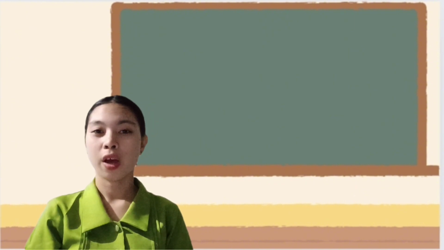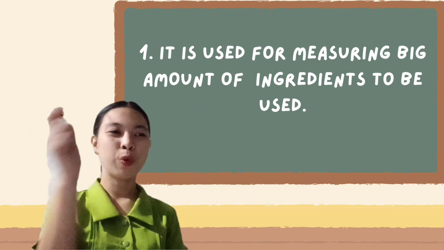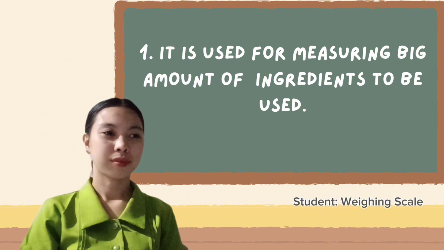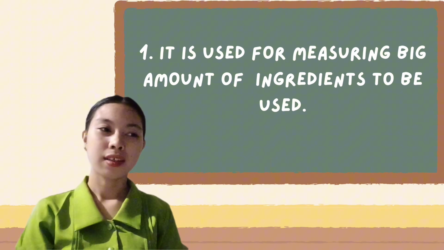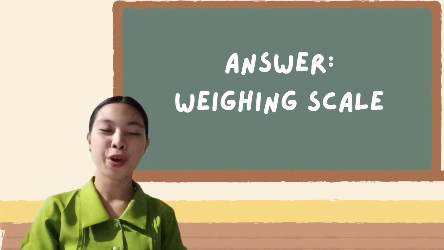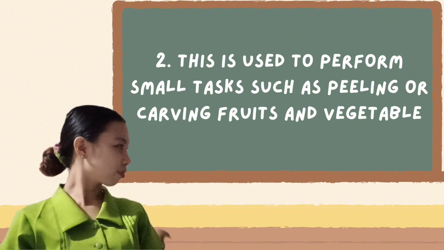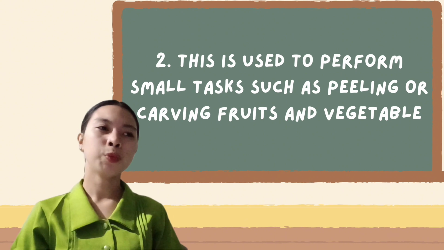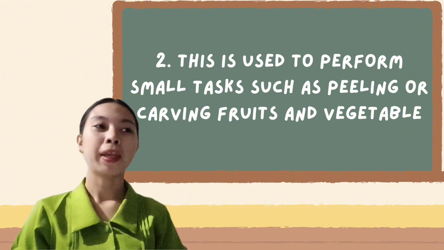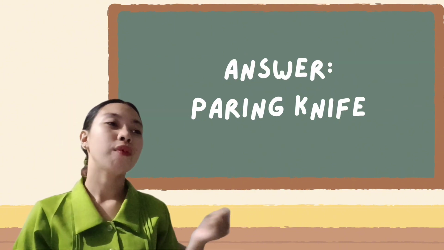So let's go with our number one. Okay, group number one, you dance. What is the answer? Weighing scale? Let's see. Alright, group number one has 1 point. Okay, let's go for our number two. Okay, group one again. What is the answer? Paring knife? Let's see. Okay, you have 1 point.